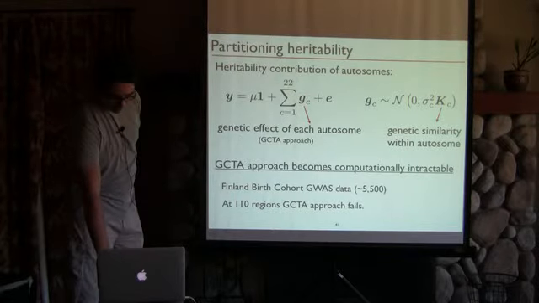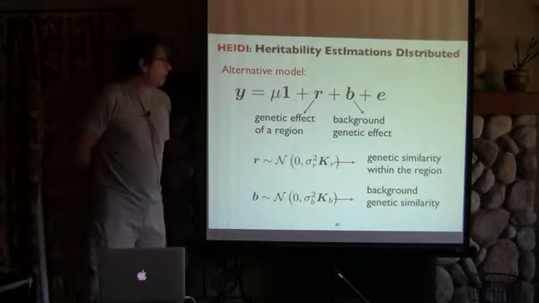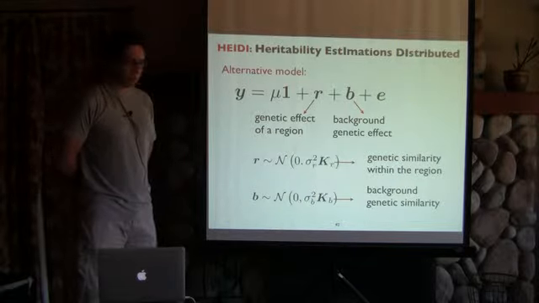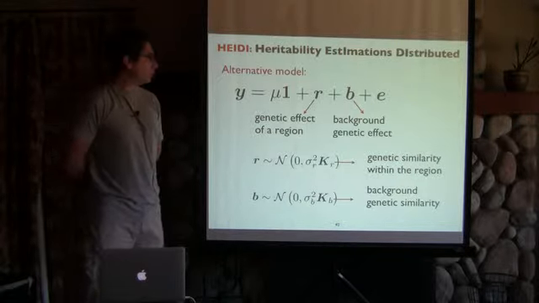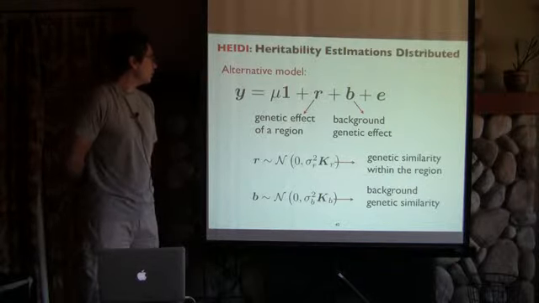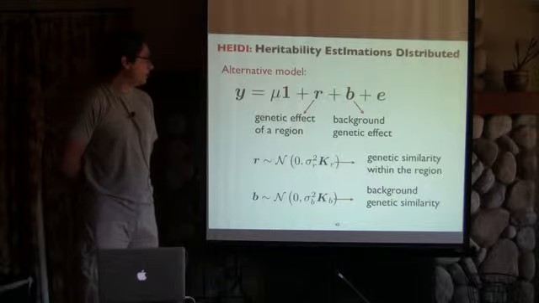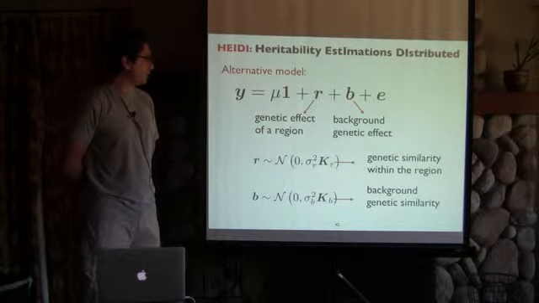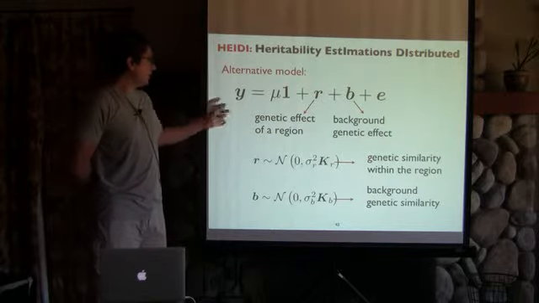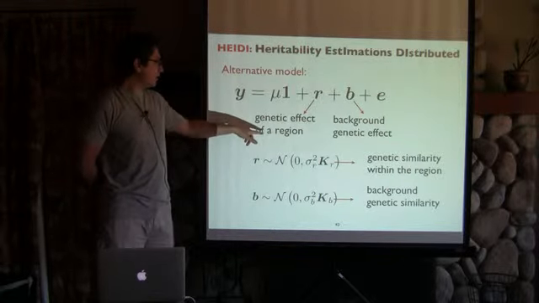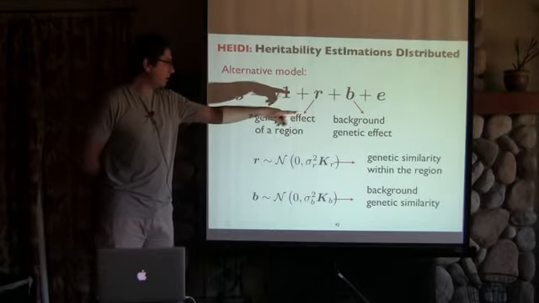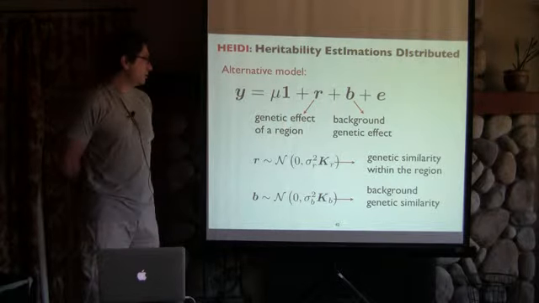And to address this problem, where we are interested in partitioning the heritability into a higher number of regions, we propose the HIDE approach, where instead of having a variance component for each particular region, we use an alternative model where we have the phenotype and we model the genetic effect of the region we are interested in and aggregate the background genetic effect in a single variance component.